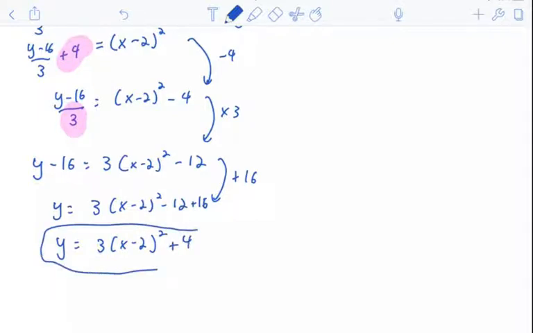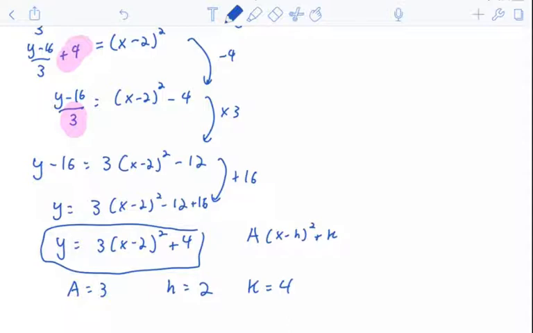So in this one, A is equal to 3, H is equal to 2, K is equal to 4. Those particular numbers are going to be pretty helpful a little bit later on, so I'm noting them right now. All right, so to review, we're going to try another example.